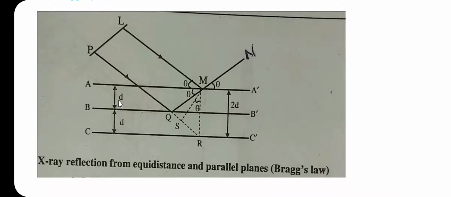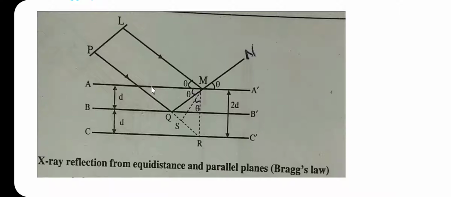And what is important here is d. This d is the distance between the successive planes, while theta is the glancing angle. So d and theta are the two important terms in Bragg's equation. The d is the distance between the successive planes. This is the plane AA dash and BB dash, so the distance between these two planes is d, while for the plane BB dash and CC dash, again the distance is d, while theta is the glancing angle.